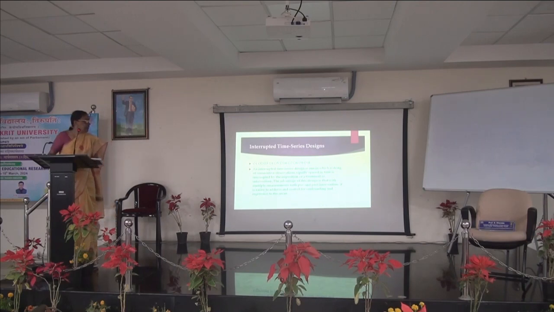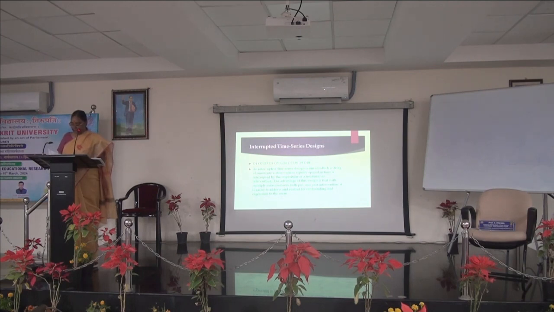Next one, interrupted time series designs. This is mostly used in life sciences and biosciences. Here 1, 2, 3, 4 up to 5, and then you have the intervention, 6, 7, 8, 9. This is the outcome measured. An interrupted time series design is one in which a string of consecutive observations equally spaced in time is interrupted by the imposition of a treatment or intervention.